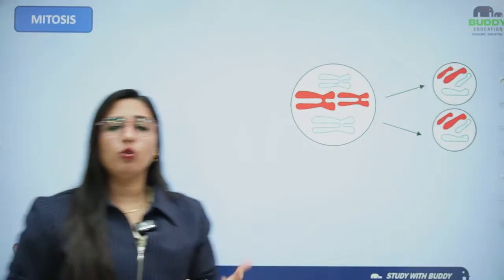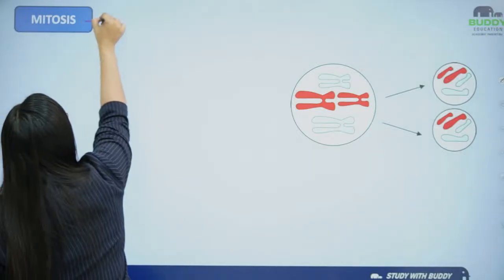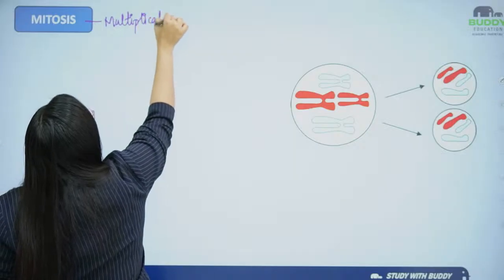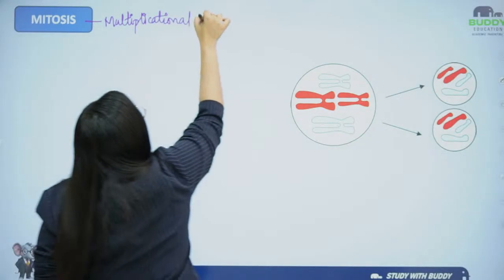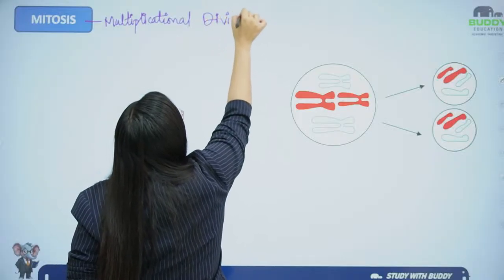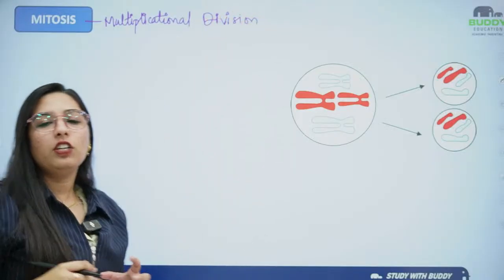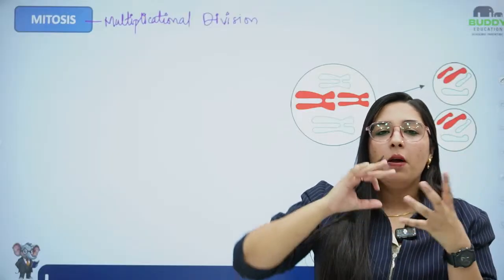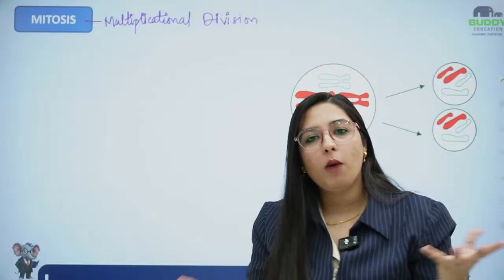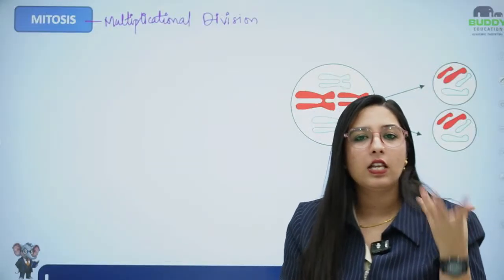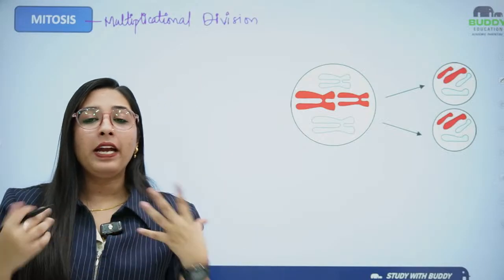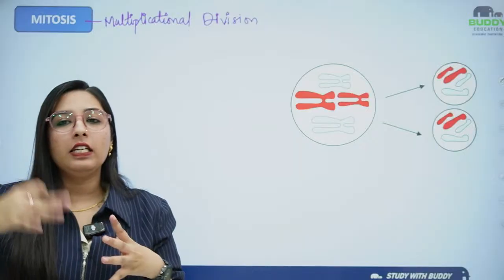This division is also known as the multiplicational division. When I'm talking about multiplication, every time that reminds me that I need to multiply the copy. I need to increase the copy. That is what multiplication means: increasing the number. So multiplicational division or mitosis is the increasing number of the cell.